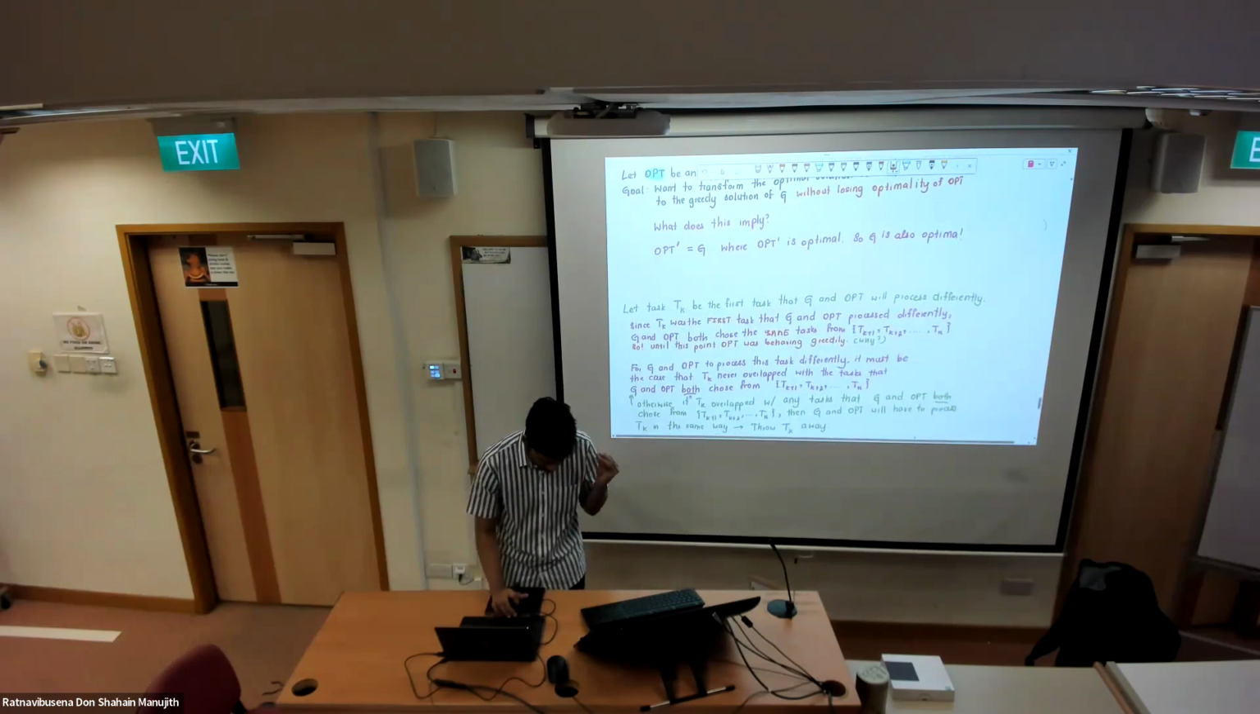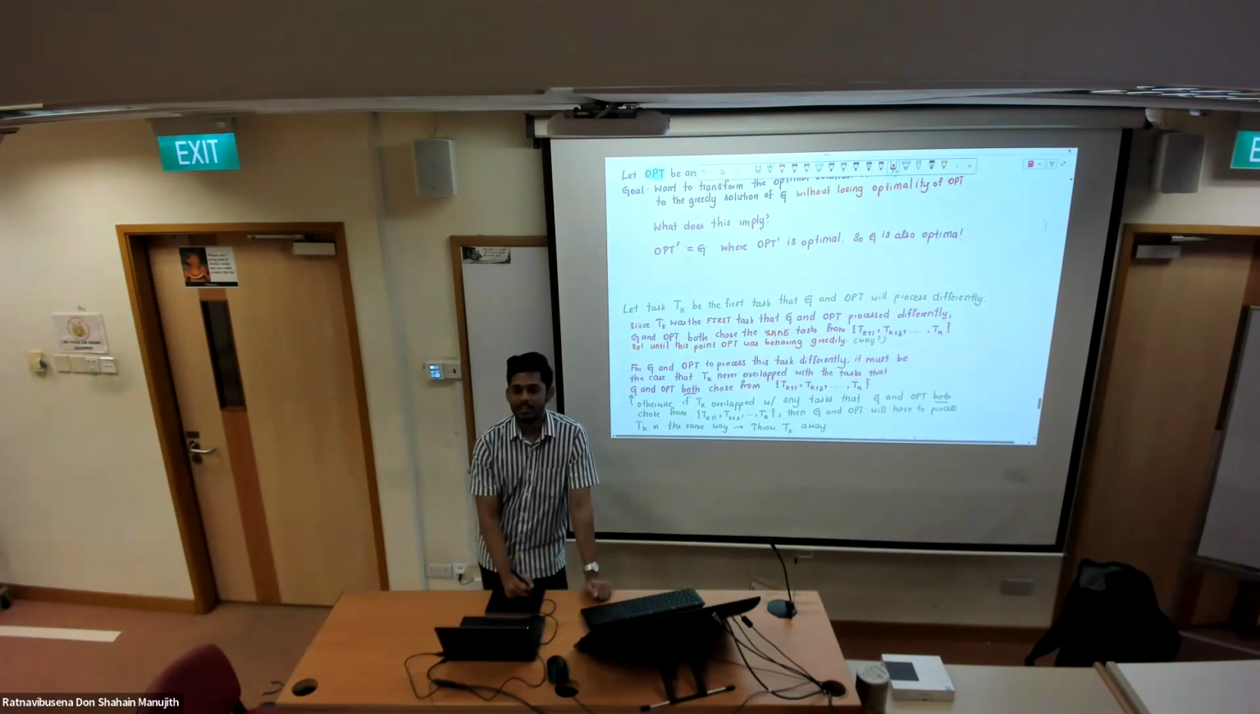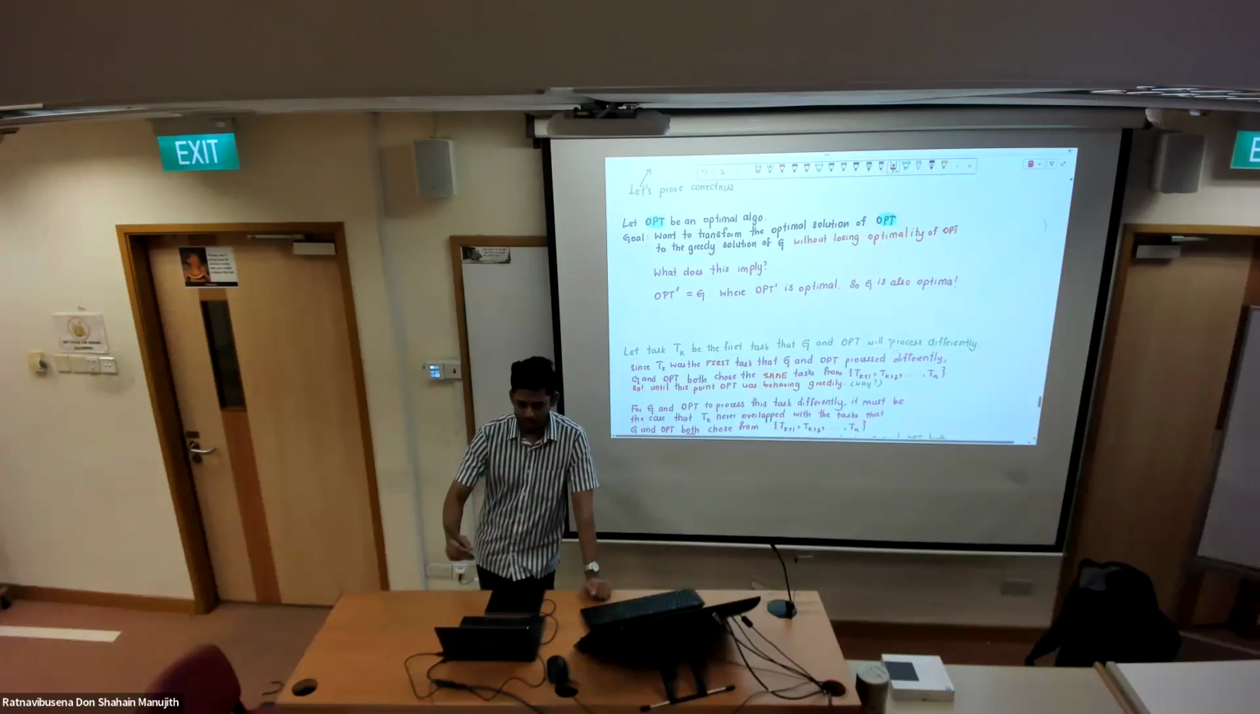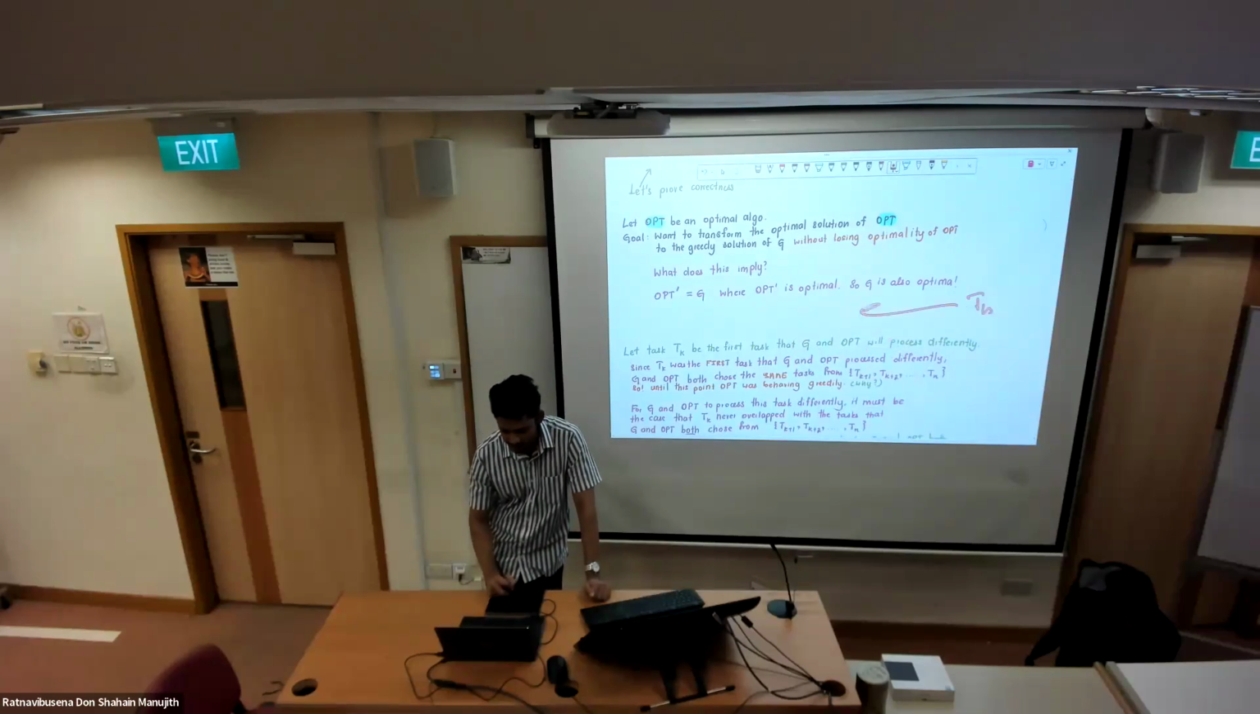Okay, so let's see how to do this. Now listen. Let task Tk be the first task that your greedy solution and OPT will process differently. That means you're going from Tn down to T1, and let Tk be the first task that your greedy strategy and OPT process differently.